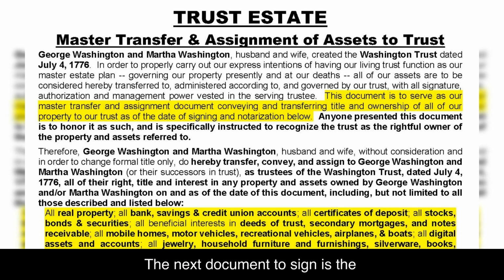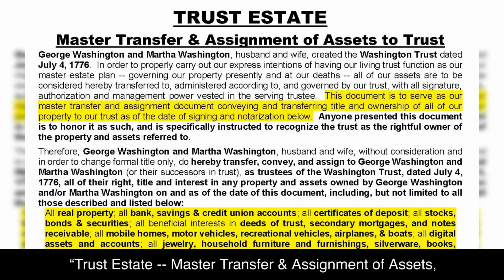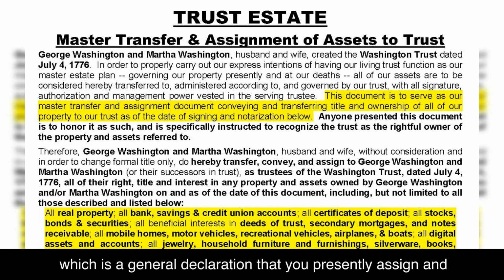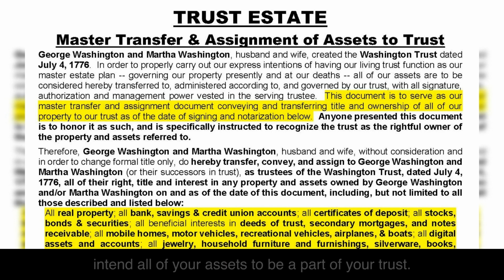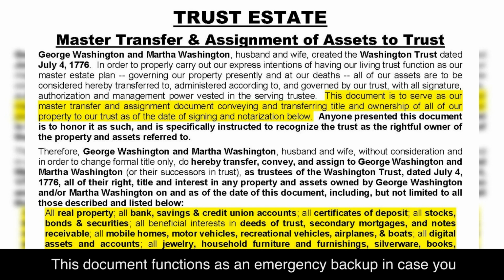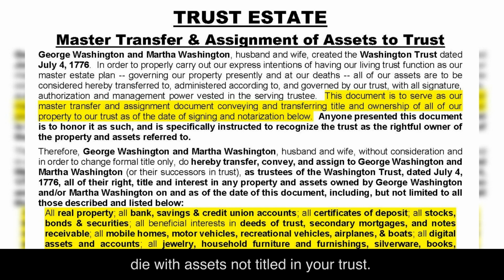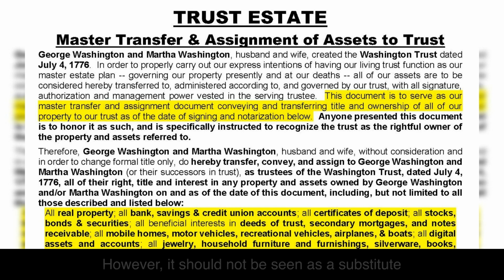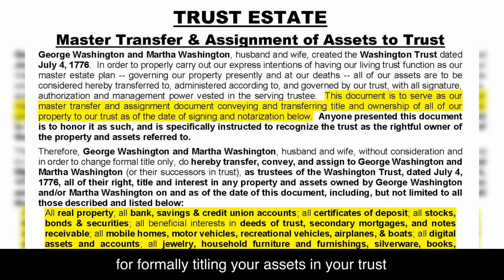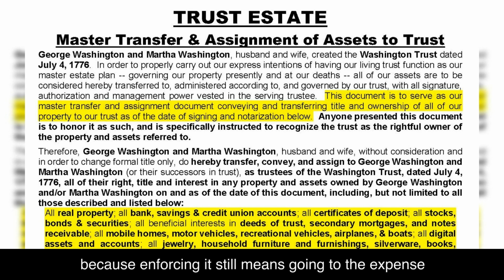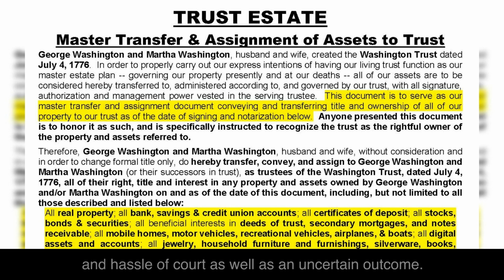The next document to sign is the Trust Estate, Master Transfer and Assignment of Assets, which is a general declaration that you presently assign and intend all of your assets to be a part of your trust. This document functions as an emergency backup in case you die with assets not titled in your trust. However, it should not be seen as a substitute for formally titling your assets in your trust, because enforcing it still means going to the expense and hassle of court, as well as an uncertain outcome.